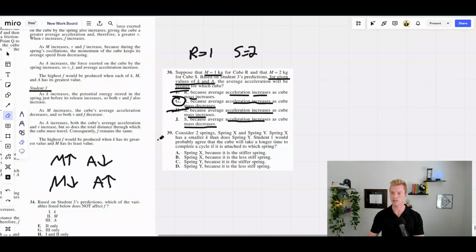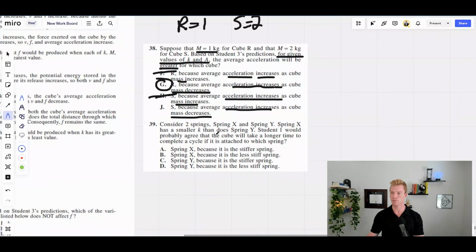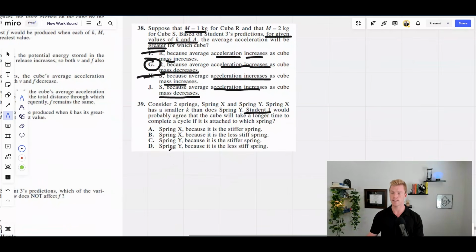So now we can look at number 39 while I clear some of this stuff off. So consider two springs, spring X and spring Y. Spring X has a smaller K than spring Y does. Student 1 would probably agree that the cube would take a longer time to complete a cycle if it's attached to which spring. So spring X because it's stiffer, spring X because it's less stiff, Y because it's stiffer, or Y because it is less stiff. So first we'll have to figure out which one is stiffer.